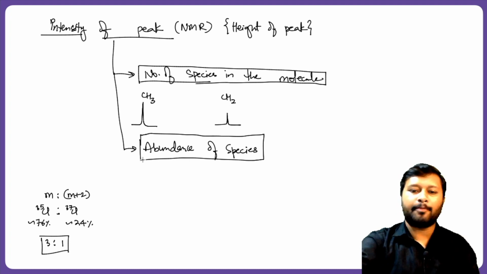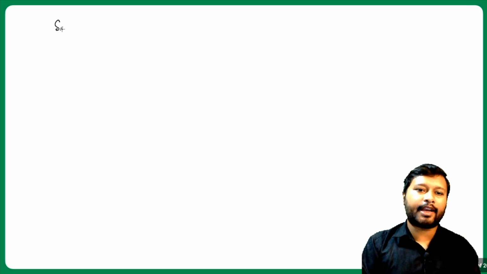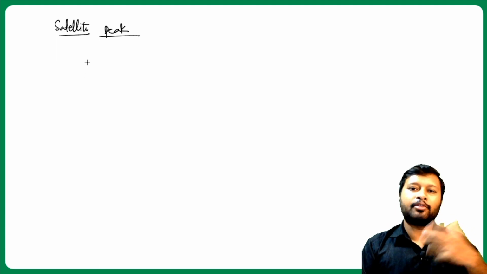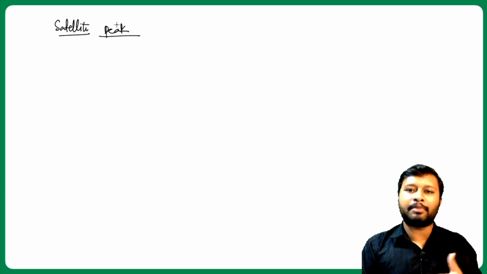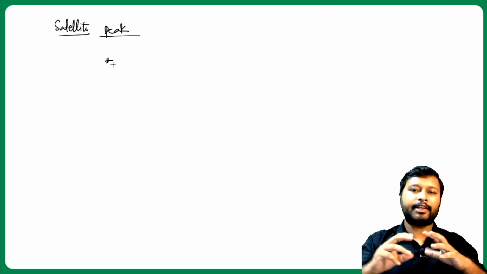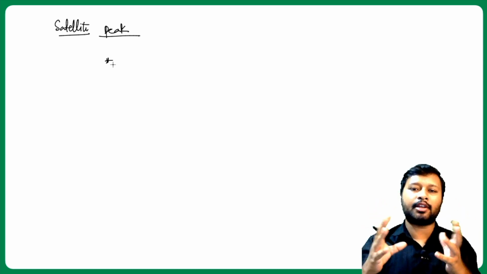All right, now let me talk about what exactly a satellite peak means. The word satellite peak, the first word is satellite, so it has to do something with a satellite. If it has to do something with the satellite, there should be some properties of the satellite which this peak is actually following. So what does a satellite do? A satellite hovers around the major or the heavenly body.